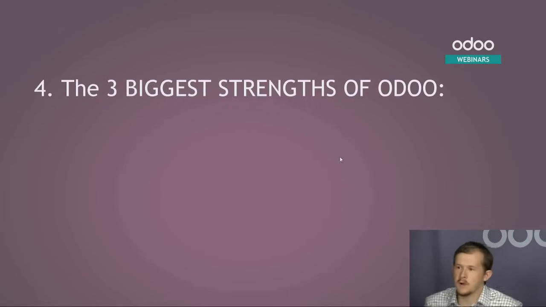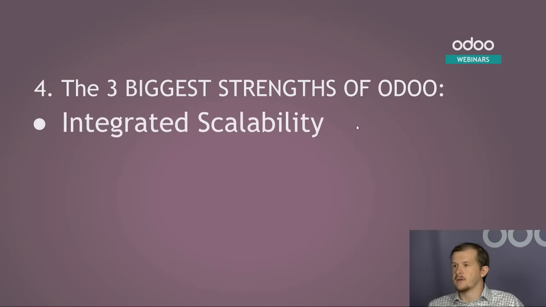So what I want to talk about right now is the 3 biggest strengths of Odoo. The first is integrated scalability. Now, this can mean a lot of different things, but for us, really, it's the fact that every app that you purchase or every app that you download, they're all integrated together. So your sales will talk to your CRM, or your CRM will talk to inventory or manufacturing or your website, however you want to have it set up.